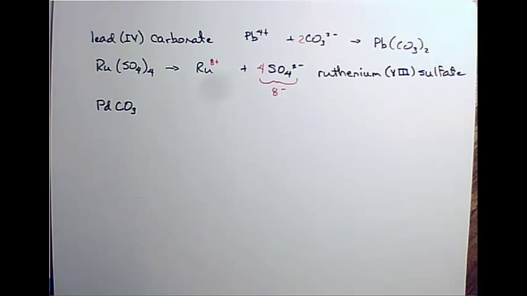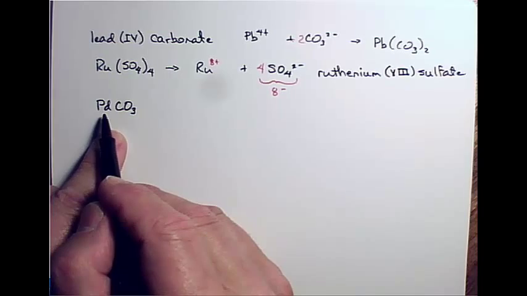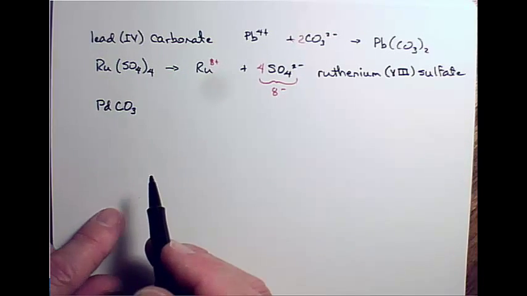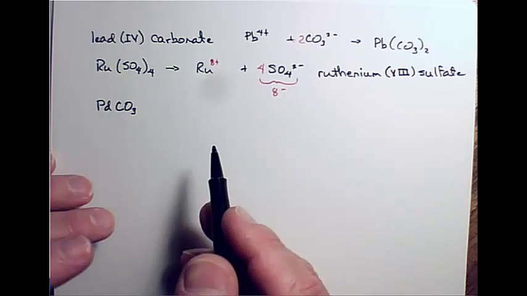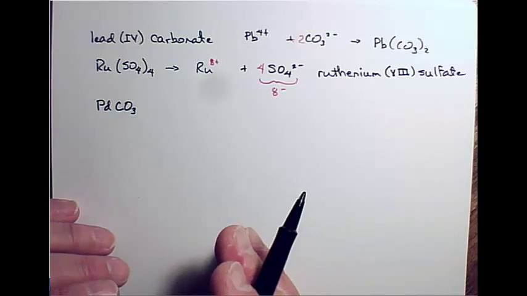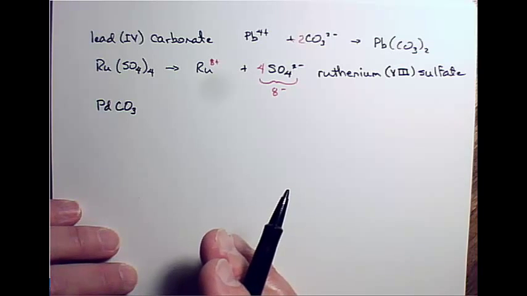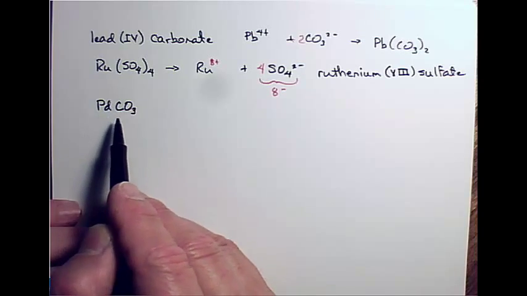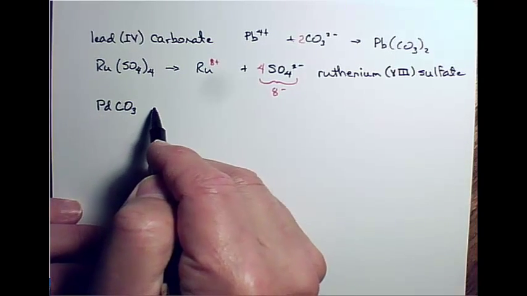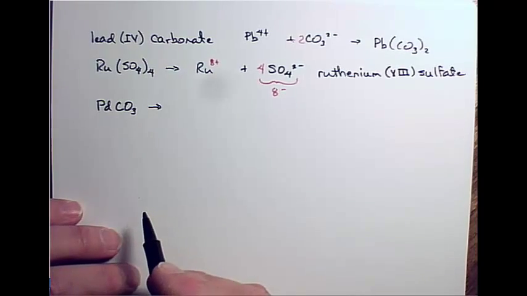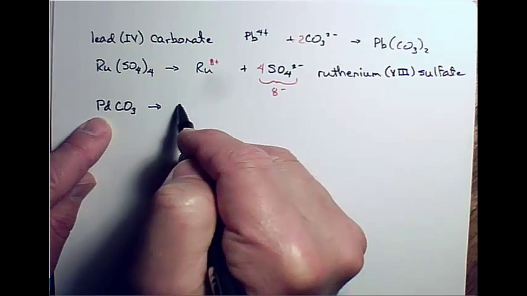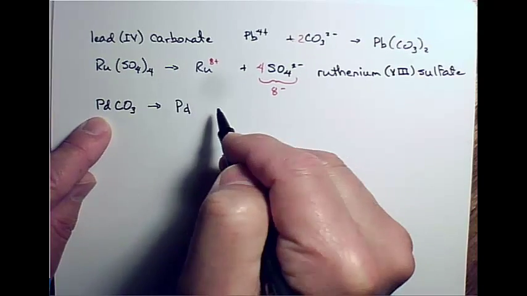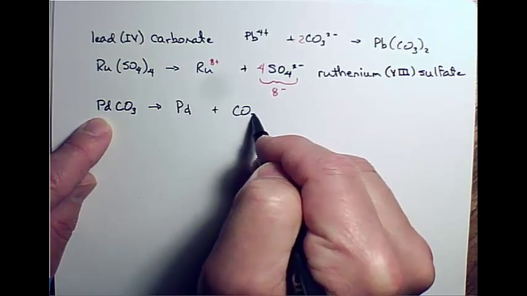Here's another example. I have more than 2 elements here, so I need to look and find if there is a polyatomic ion somewhere on that list of common ions. This is carbonate. All right? Let's break it apart. We've got PD, and we've got carbonate.